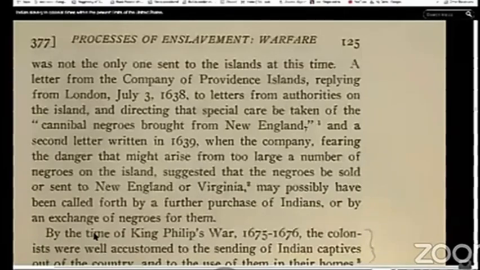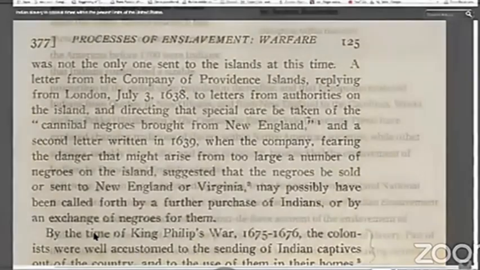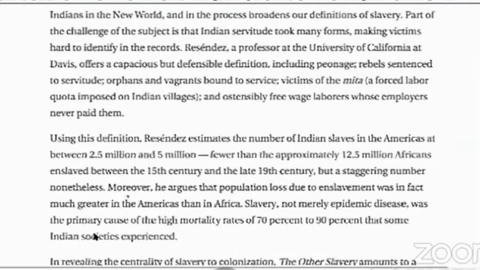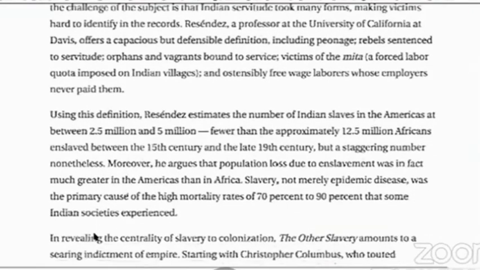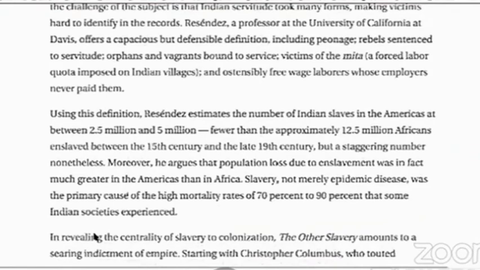This may possibly have been called forth by further purchase of Indians or by an exchange of Negroes for them. Using this definition, Resendez estimates the number of Indian slaves in the Americas at between 2.5 million and 5 million, fewer than the approximately 12.5 million Africans enslaved between the 15th century and the late 19th century. Dodge the hijack, dodge your own hijack. Prove these are Africans. From our studies, we're seeing that these are American Indians being brought up from different parts of America, not from Africa.